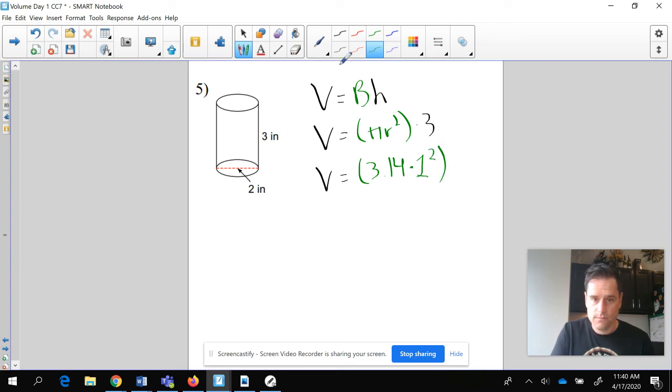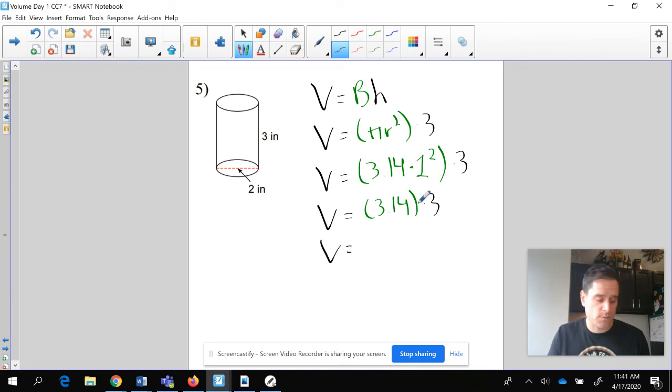squared times 3. So 1 squared, 1 times 1 is 1, times 3.14 is just 3.14 times the height, which is 3. And then, guys, we just multiply 3.14 times 3. We could probably do that in our heads. And the answer is going to be 9.42 inches cubed. And guys, you are all done.